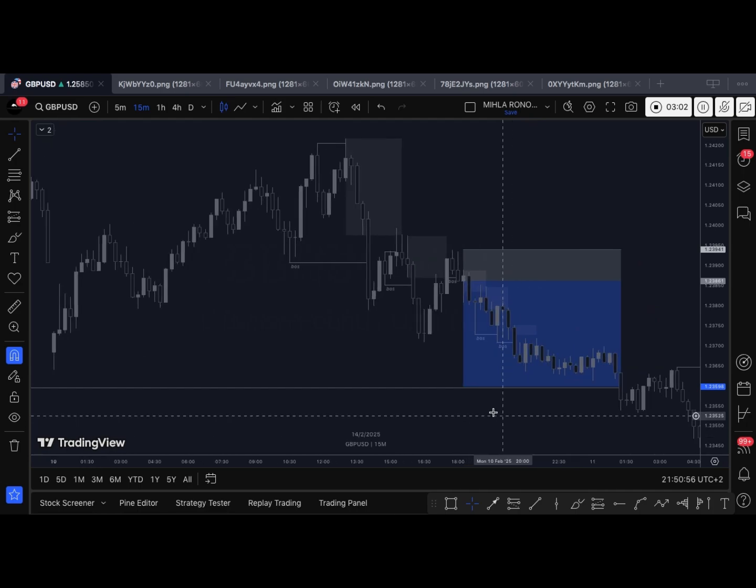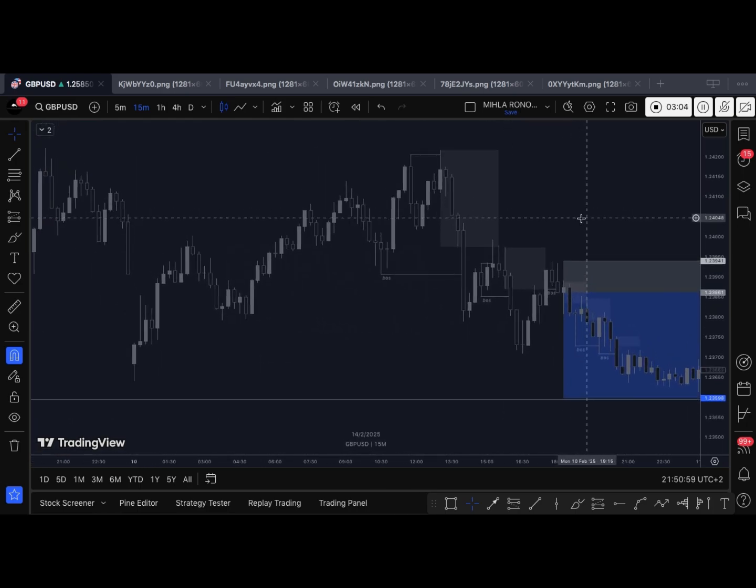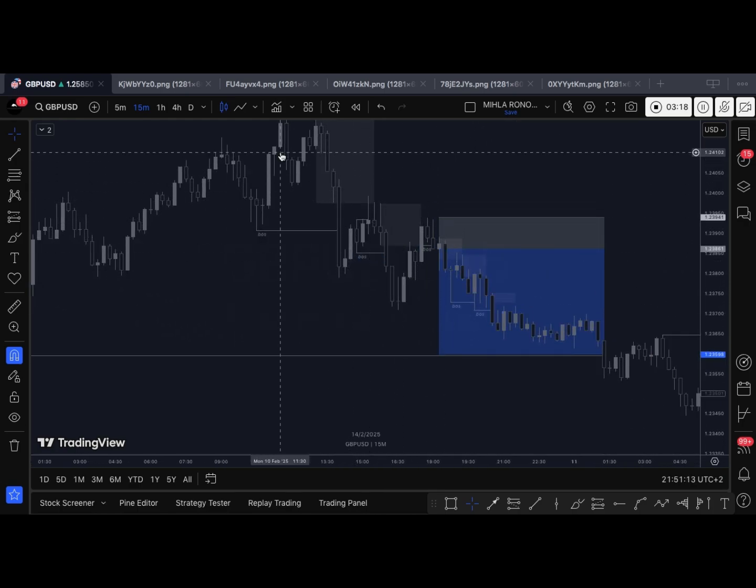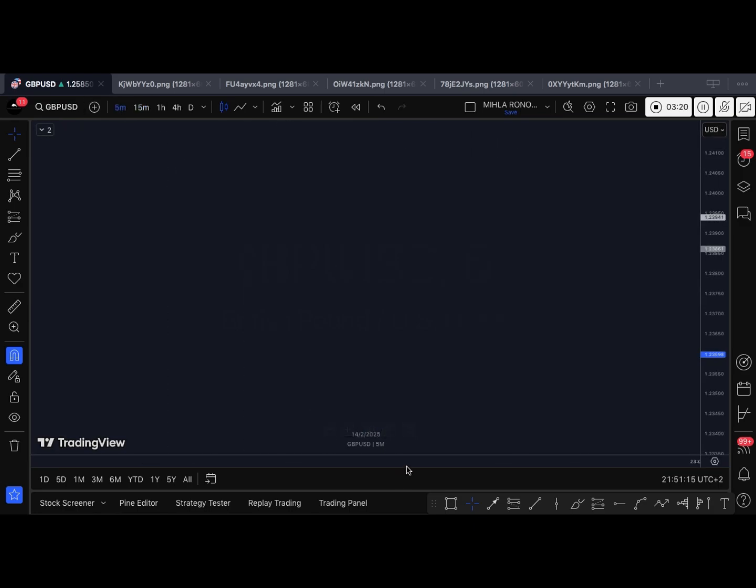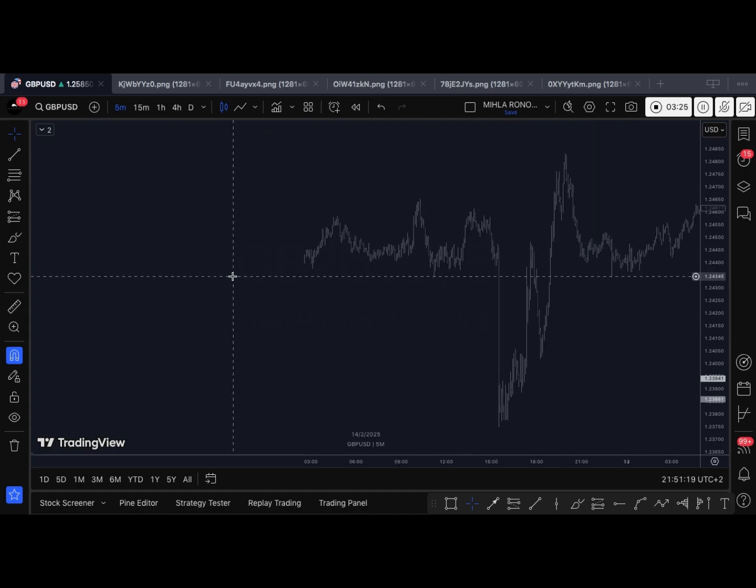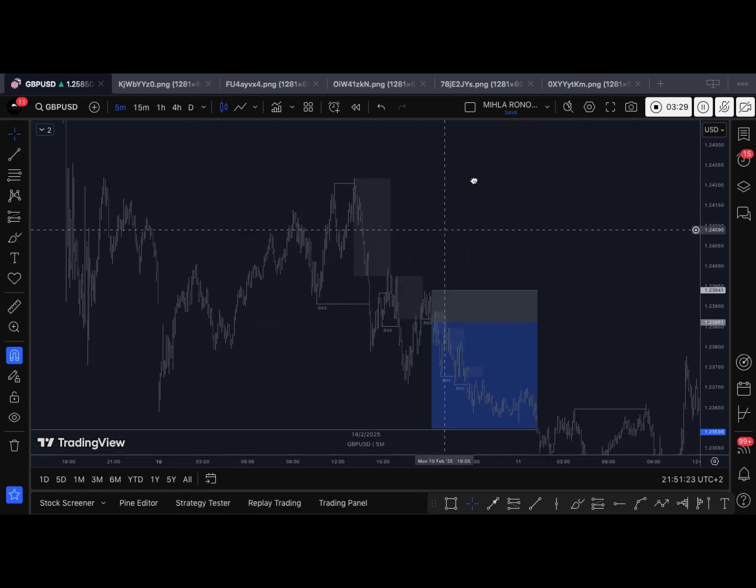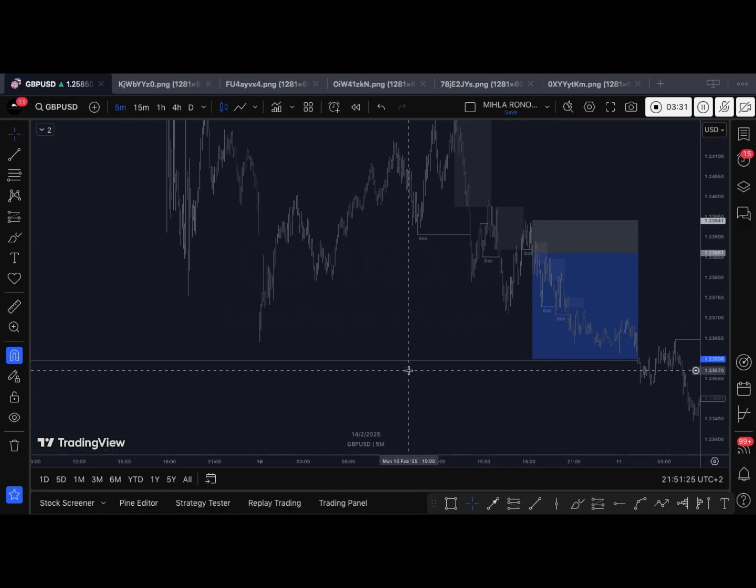So yes, price did tap over here, the 1 hour, and then price also swept these highs over here, and then followed with a breaker structure to the downside. That was probably 3 of my confirmations, and now I was just waiting for the 5-minute to confirm for me. So I waited for a 5-minute break of structure.